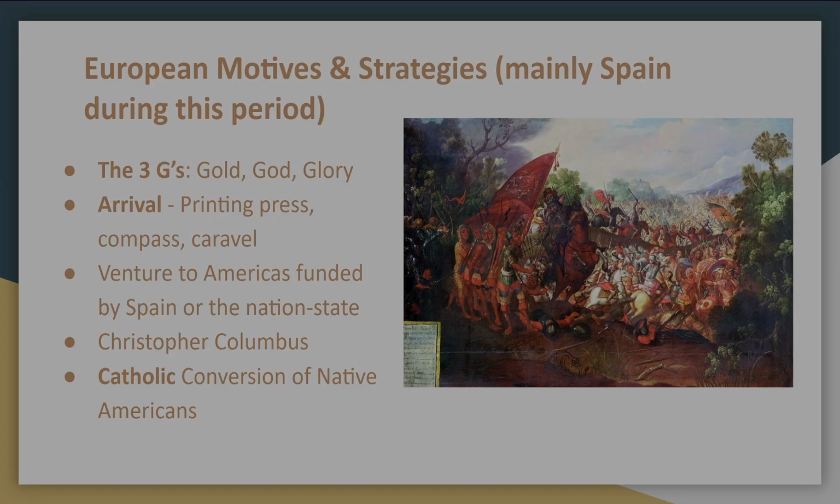European motives and strategies. It was mainly Spain during this period that started the conquest of the Americas. They were influenced by the three G's: gold, God, and glory. The printing press, compass, and caravel all influenced the arrival. The venture to the Americas was funded by Spain, or the nation state. You have Christopher Columbus, and the means in doing this were converting the natives to Catholicism.